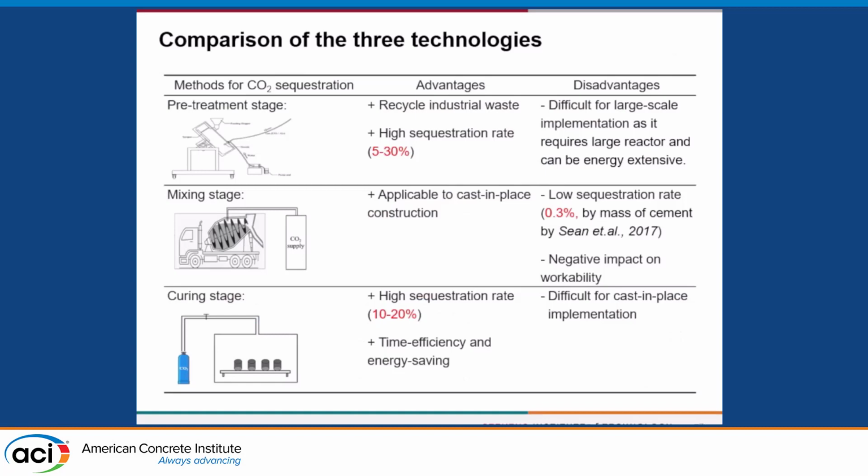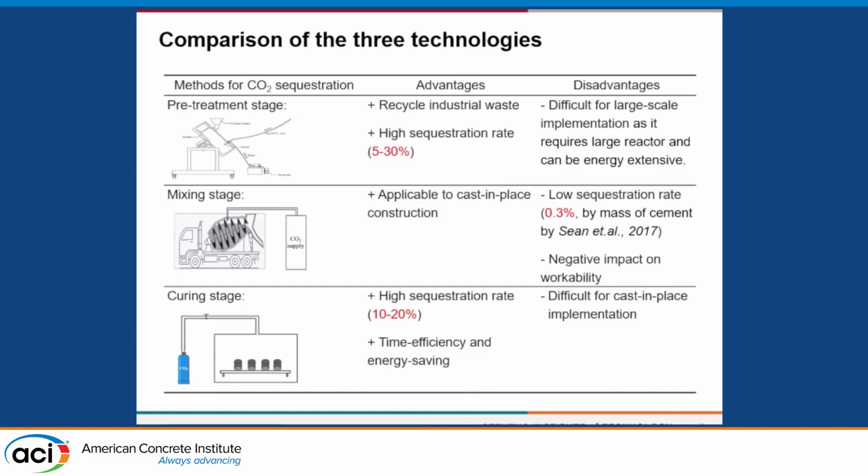Comparing the 3 kinds of methods or pathways, they have different advantages and disadvantages. For the pretreatment methods, the good part is that it can recycle and treat the industrial waste, and it has a relatively high CO2 sequestration rate. However, it is hard for large-scale production because you will need a special kind of reactor, and you have to rotate it to homogenize the raw materials and expose them to CO2 and some water. So this is kind of energy intensive.